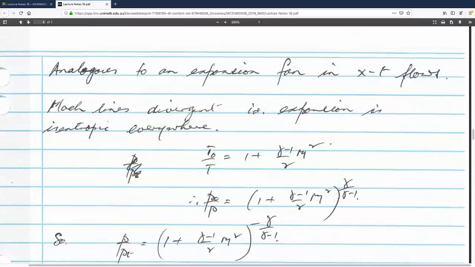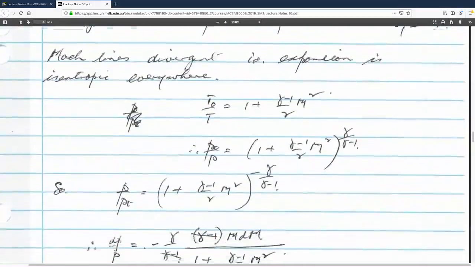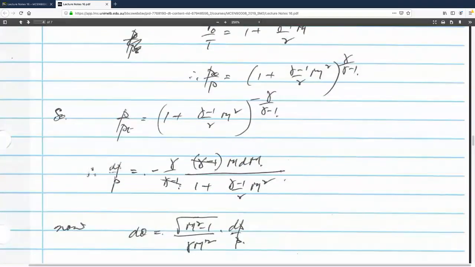All right, so now let's take logarithms and differentiate. If I take logarithms and differentiate, it's isentropic, so the total pressure doesn't change. The total pressure is a constant, and so I have the logarithm of P minus the logarithm of PT, so that's just a constant. And I differentiate: logarithm of P gives dP over P, and I'll have a minus gamma over gamma minus 1 times the logarithm of this thing. If I differentiate that, I'll have gamma minus 1 by 2 M dM divided by this thing here. So I have minus gamma over gamma minus 1, and I differentiated this, and I get gamma minus 1 M dM.